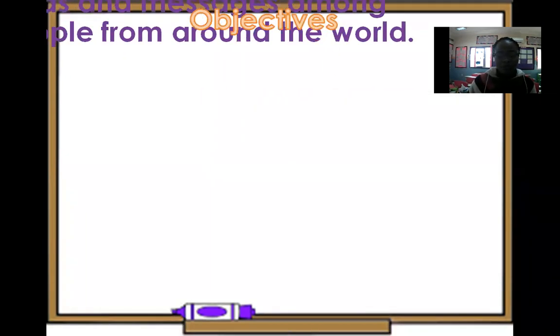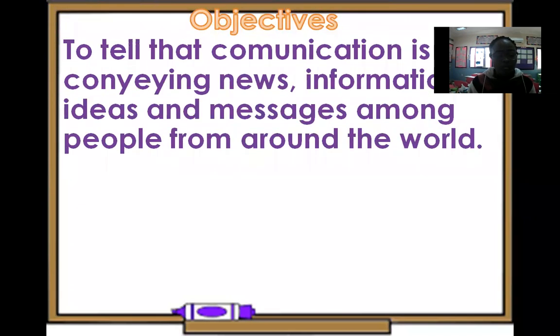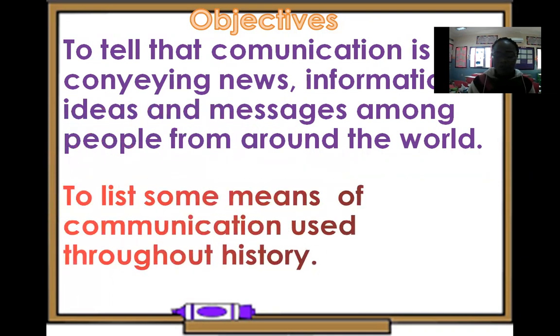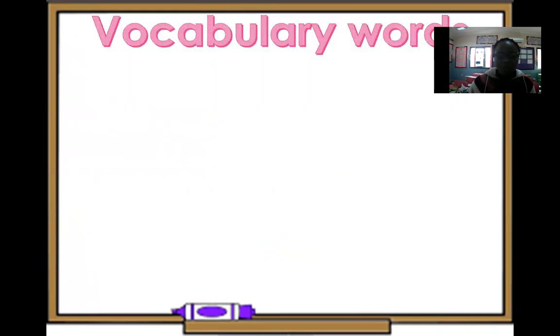Our lesson objectives are, at the end of this lesson, students should be able to tell that communication is conveying news, information, ideas, and messages among people from around the world. Number 2, to list some means of communication used throughout history.